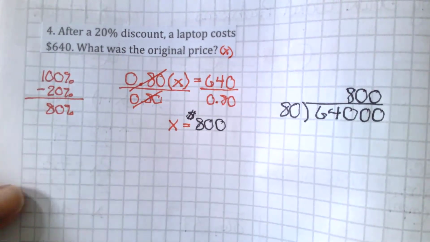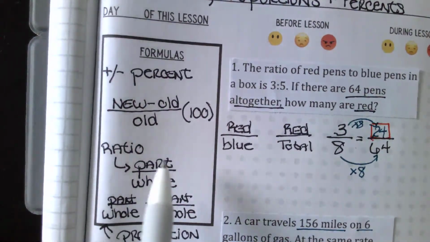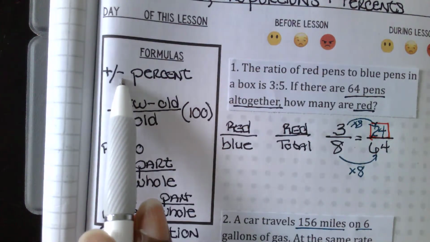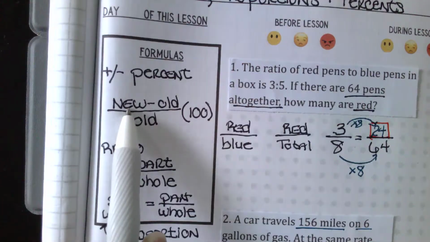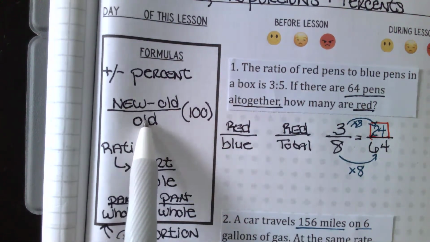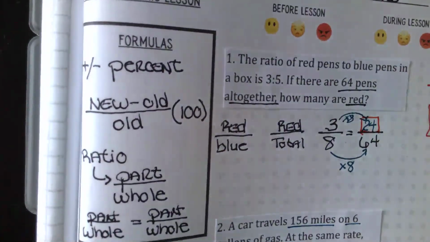One other thing that you'll see that I added to the percentages is this formula here. This is when you're increasing or decreasing percentage. So what we do is we take the new minus the old and then divide it by the old and then multiply it by 100.